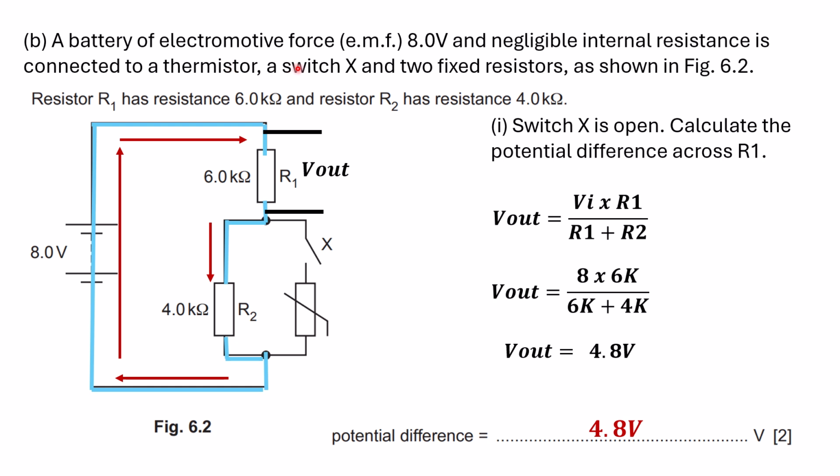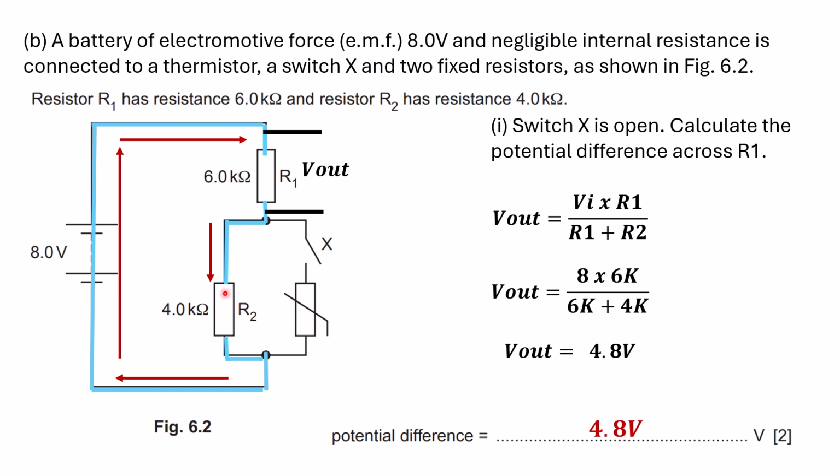A battery of electromotive force (EMF) 8 volts and negligible internal resistance is connected to a thermistor, a switch X, and two fixed resistors, shown in this picture. R1 has a resistance of 6 kilo ohms and R2 has a resistance of 4 kilo ohms. Switch X is open. Calculate the potential difference across resistor R1.